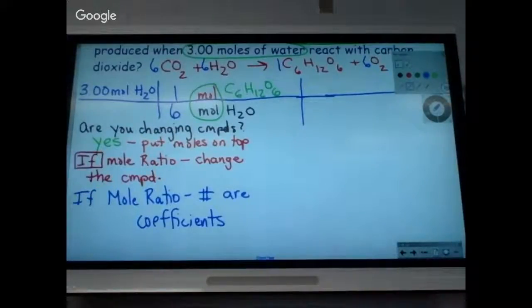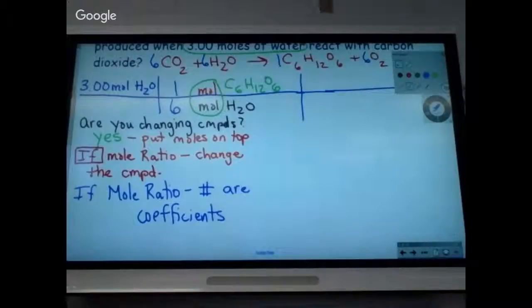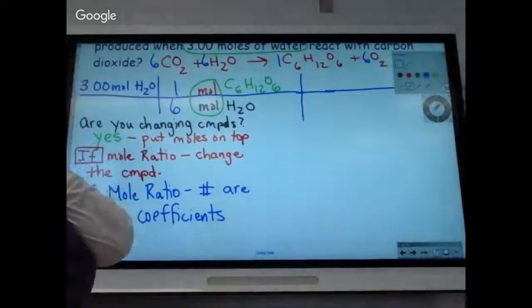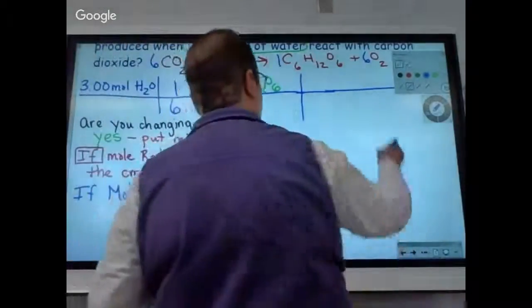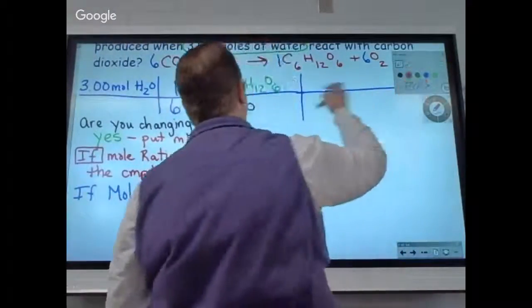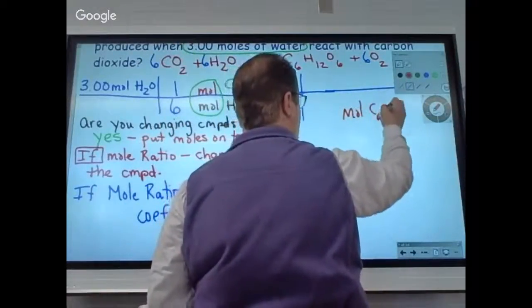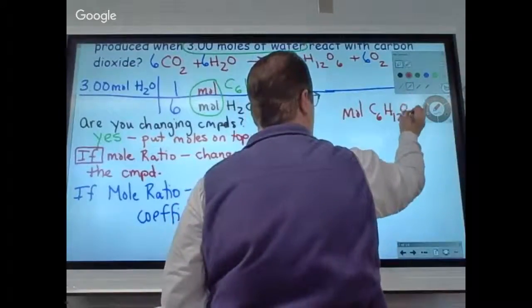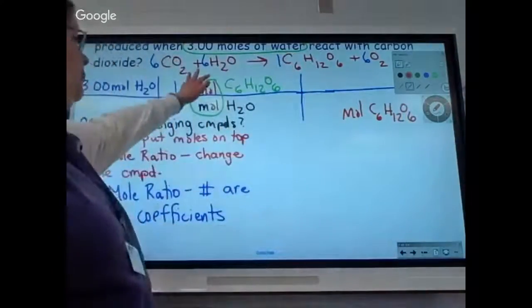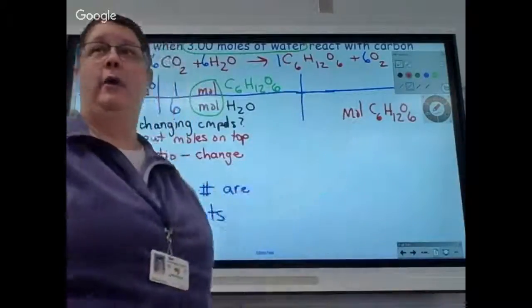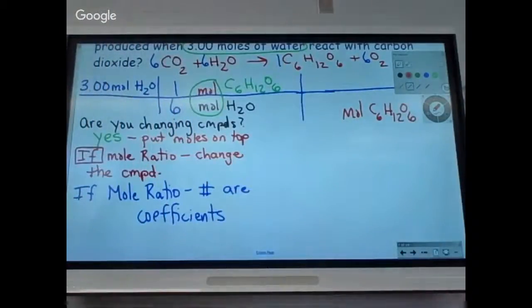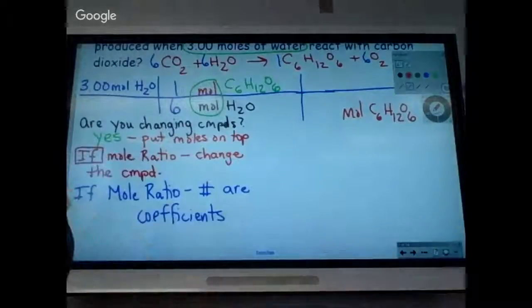Now, because we've already done our mole ratio, we do not use that balanced equation again. We're done with it. Okay? Not anymore. What goes down here at the bottom? Moles of C6H12O6 goes at the bottom. Whatever's at the top always goes to the bottom. You never have to figure out what goes at the bottom.